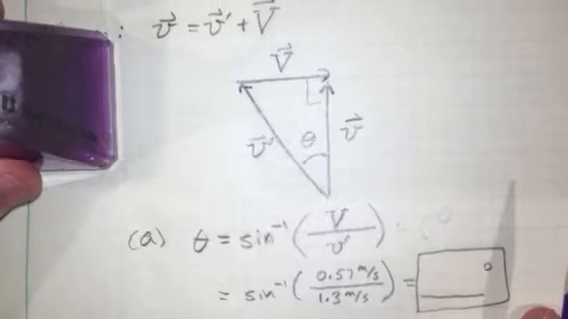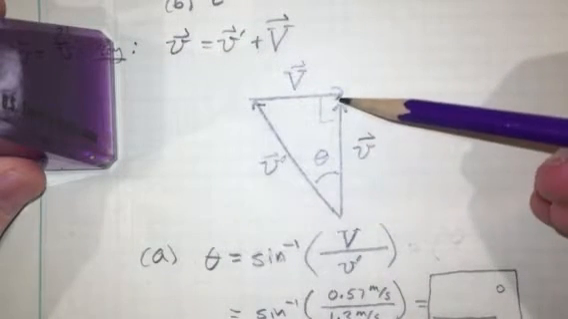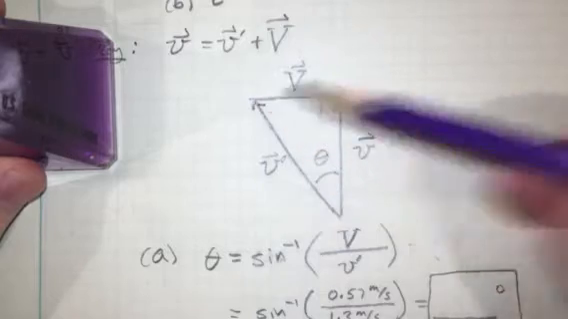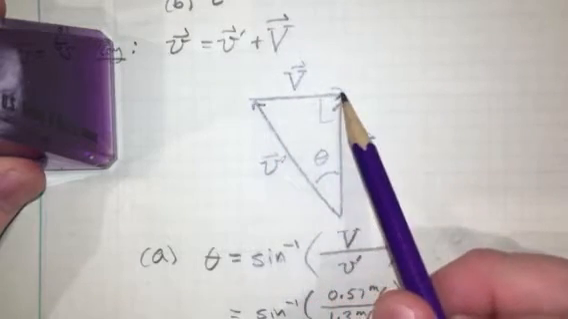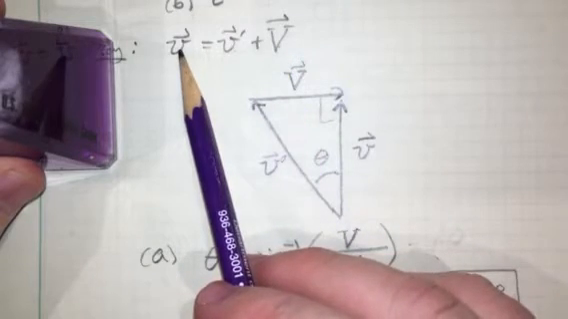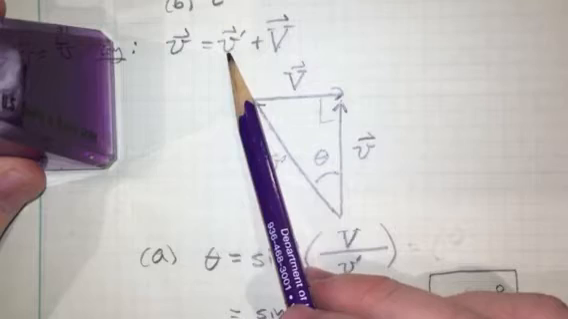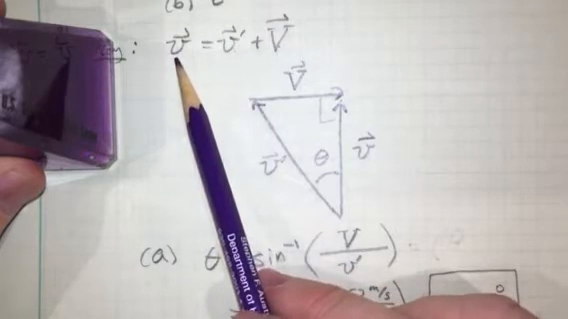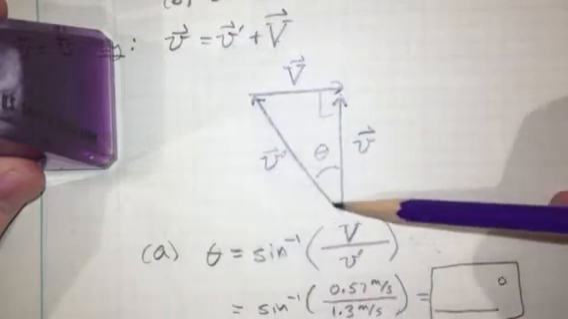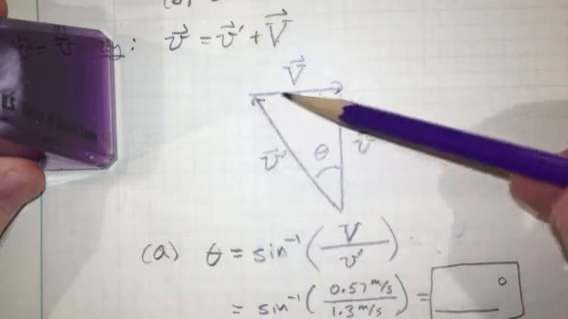So here is the situation in vector form. We want the boat to go this direction, but we have to head it off in this direction because the water is going this way. So these two vectors added together should give us this one. This is the velocity of the water, the velocity of the boat with respect to the water, velocity of the boat with respect to the ground. So this vector plus this one equals this one right here, tip to tail method.